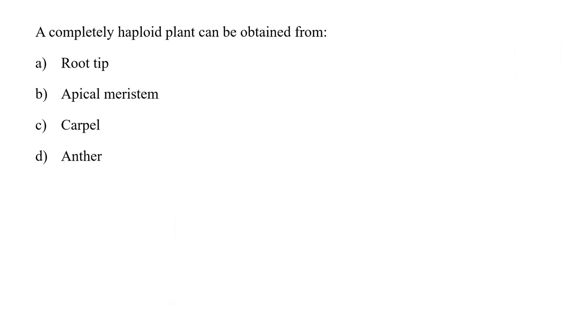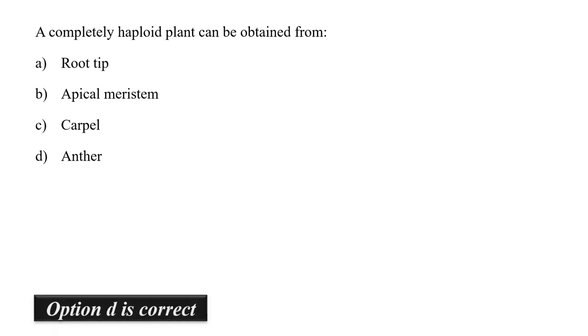A completely haploid plant can be obtained from root tip, apical meristem, carpel or anther. Pollen or anther culture is used basically for the production of haploid plants. So hence option D would be the correct answer.